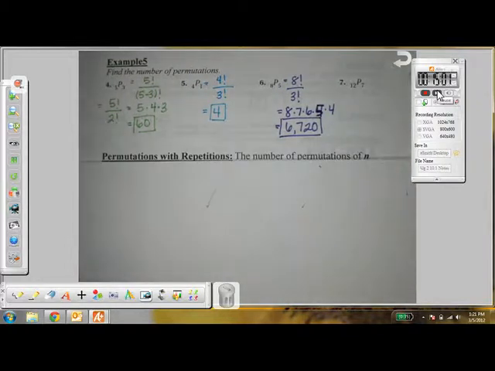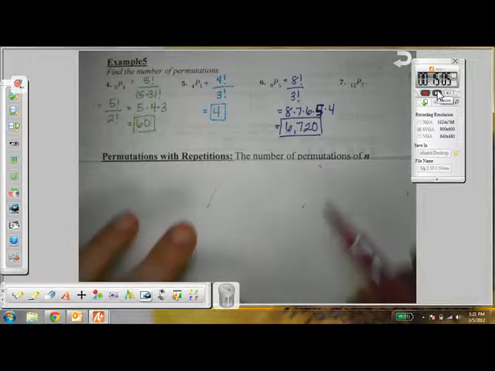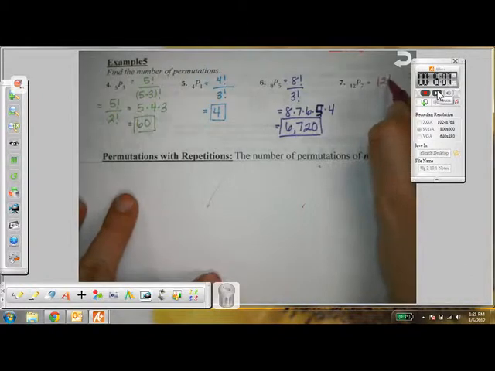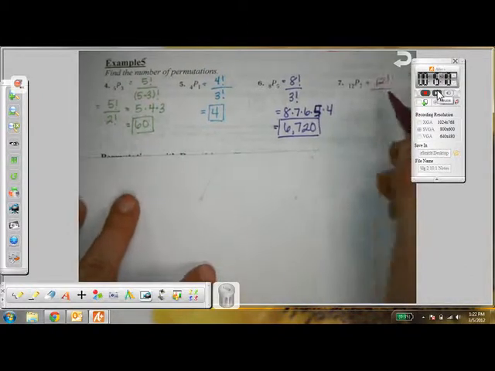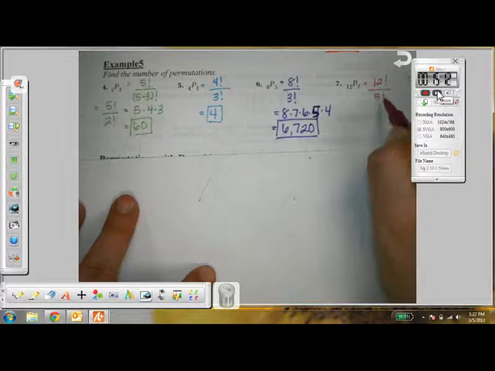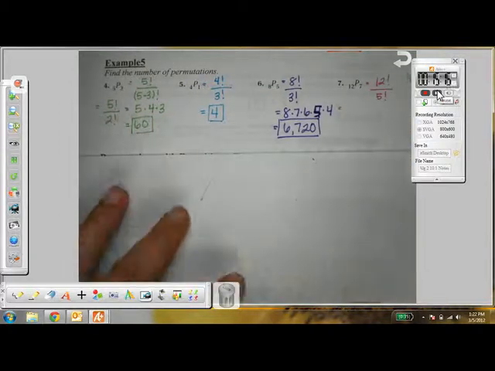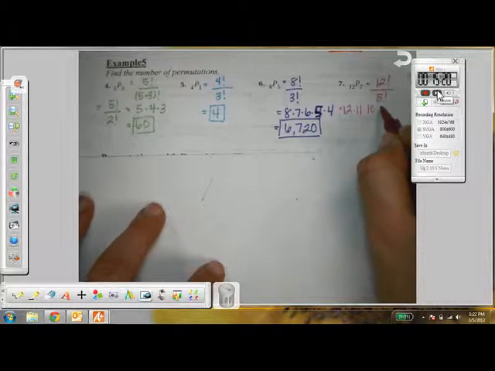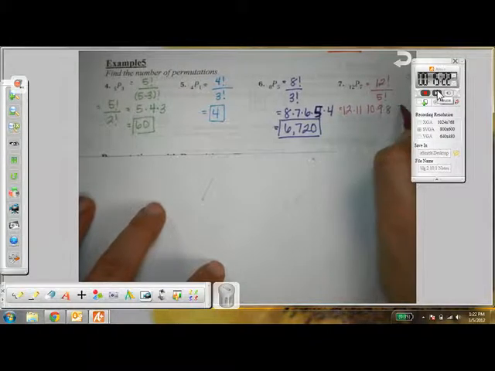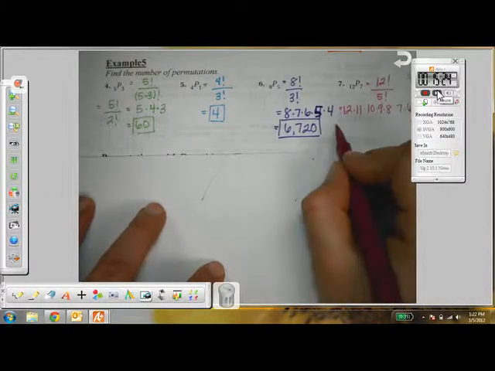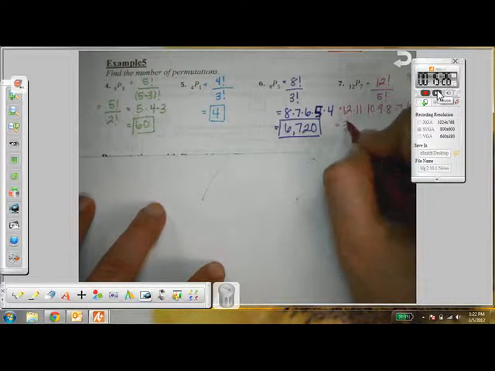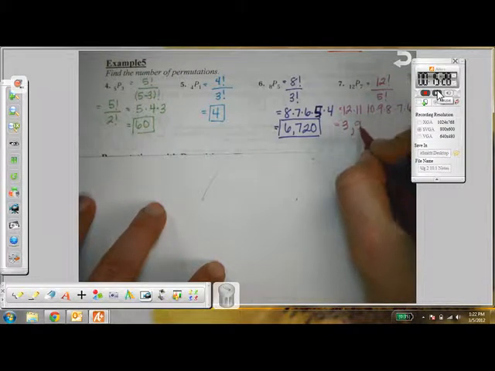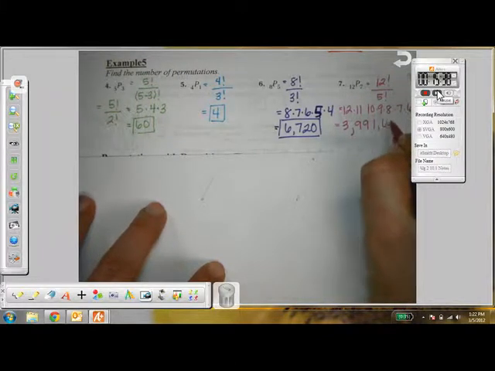Okay, and then the last one is 12 factorial over 12 minus 7, which gives me 5 factorial, so 5, 4, 3, 2, and 1 all cancel. So that's 12 times 11 times 10 times 9 times 8 times 7 times 6, which gives me 3,991,680, right?